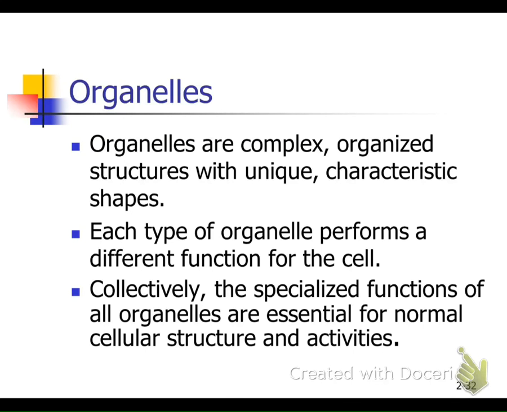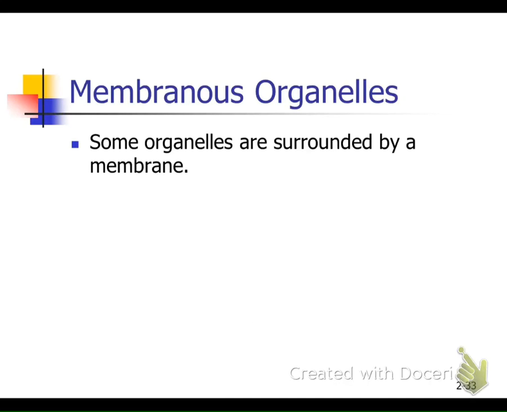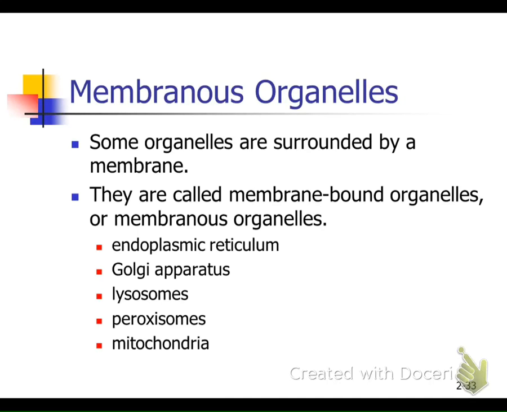Now let's take a look at a way of organizing the organelles. We can do this a couple of different ways, but I'm going to first describe to you the organelles which have a membrane around them. So we're going to call these the membranous organelles, and then I'll finish up with the non-membranous organelles. So they're simply called the membranous organelles. Either they are largely made of membrane or they are surrounded by a membrane.